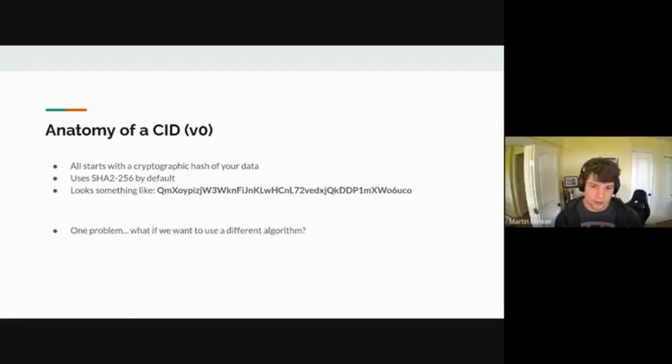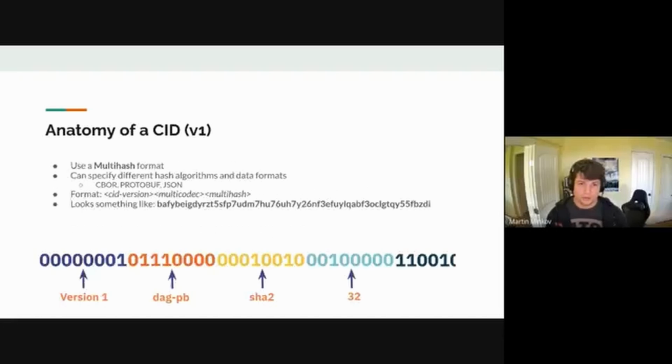But there's one problem. What if we want to use a different algorithm? Hashing algorithms can break, and we would like a future-proof way to talk about our data. So the developers of IPFS came out with CID version 1, which is an upgrade to the old content identifier. The difference is that we use something called a multihash, which is just a hash with a little bit of extra metadata to say what kind of hash it is.